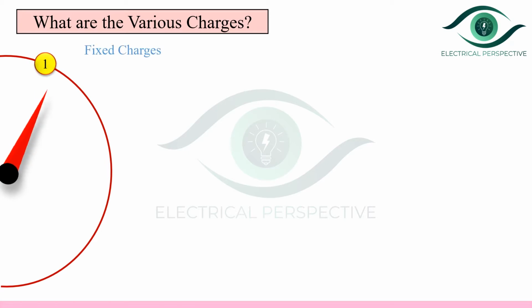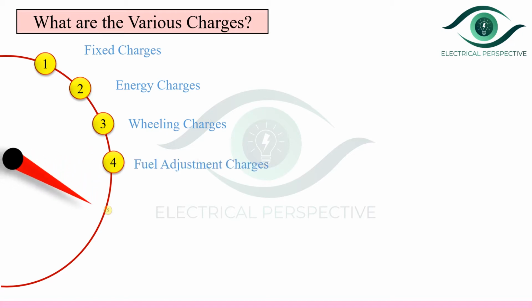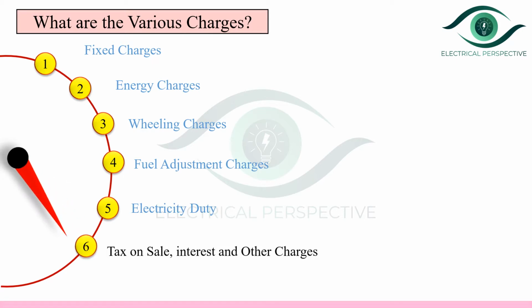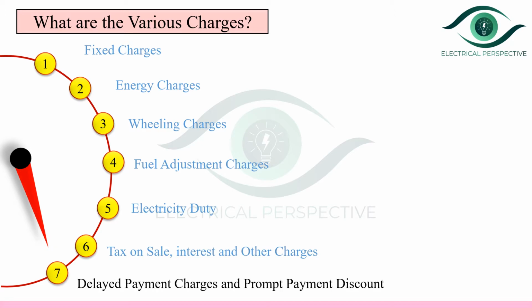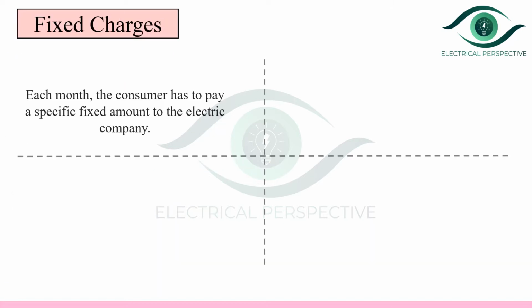Fixed charges. Next one is energy charges. Then wheeling charges, fuel adjustment charges, then electricity duty, tax on sale, interest and other charges, and delayed payment charges and the prompt payment discount. Now let us discuss one by one. The first one is the fixed charges.